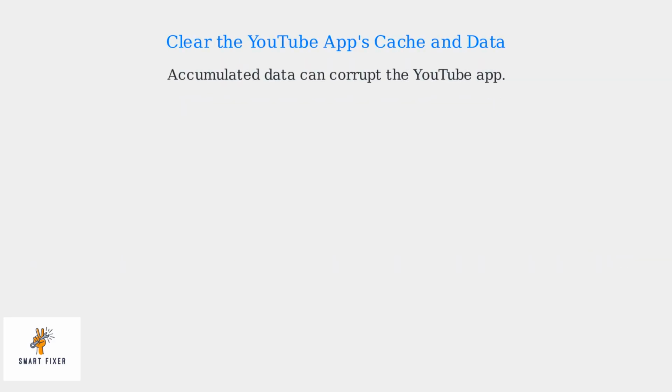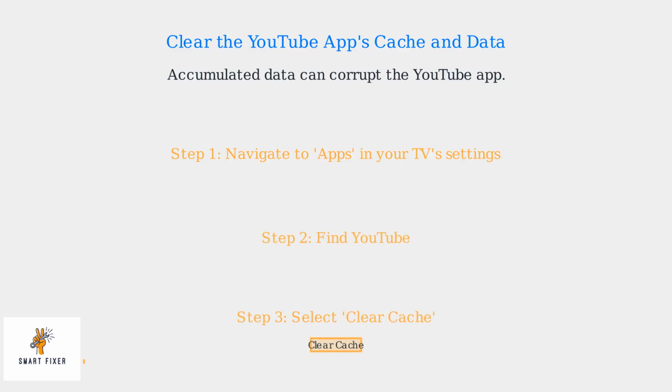Accumulated data can corrupt the YouTube app. To clear the cache and data, navigate to Apps in your TV's settings. Find YouTube in the Apps list. Select Clear Cache and then Clear Data. This will reset the app and often resolves playback errors and freezing issues.